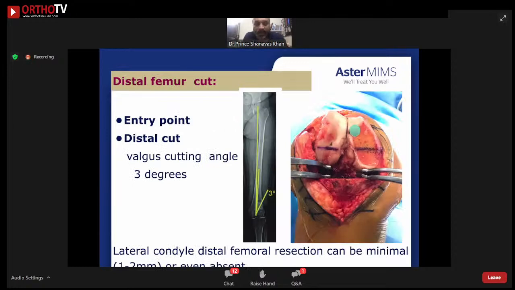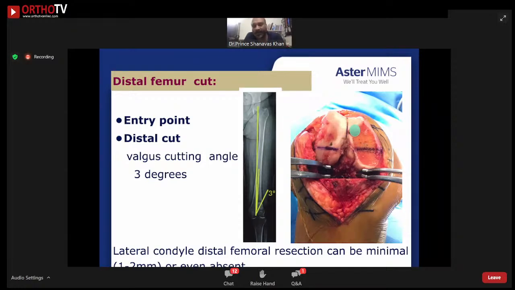So coming to the next cut, that's the distal femoral cut. As I have already explained, your valgus cutting angle should be 3 degrees. So instead of a 6 degree cut, you have to reduce it to 3 degrees, because the difference between mechanical and anatomical axis is 3 degrees in a valgus knee. So if you cut at 6 degrees, you will be undercorrecting the deformity.